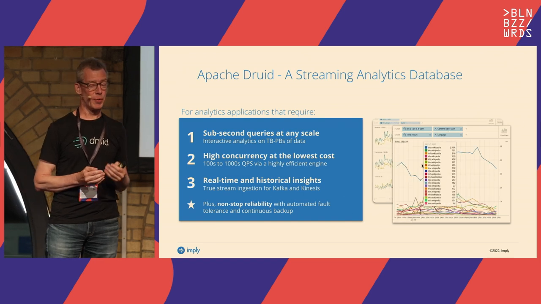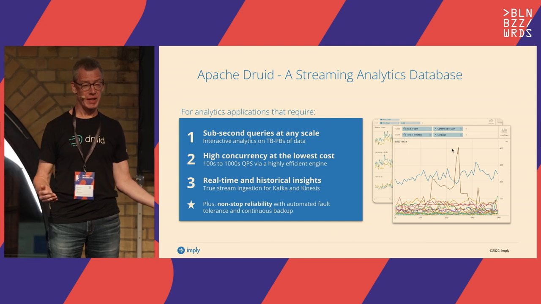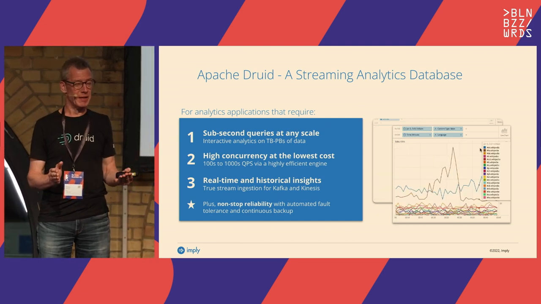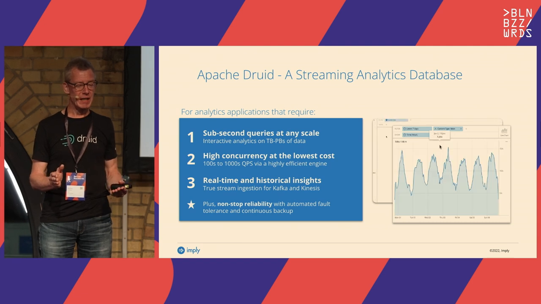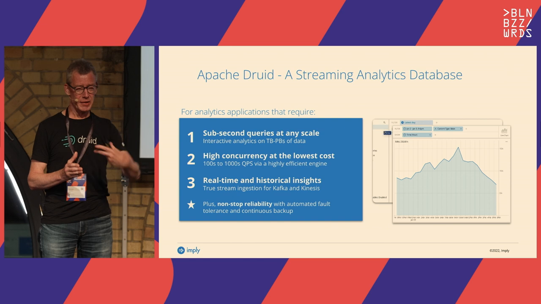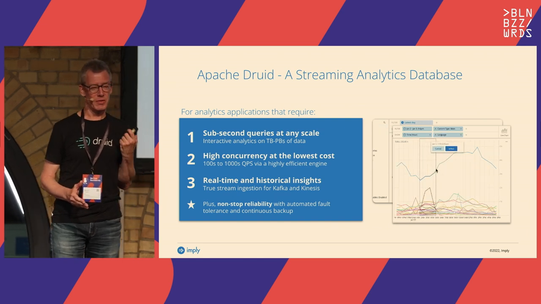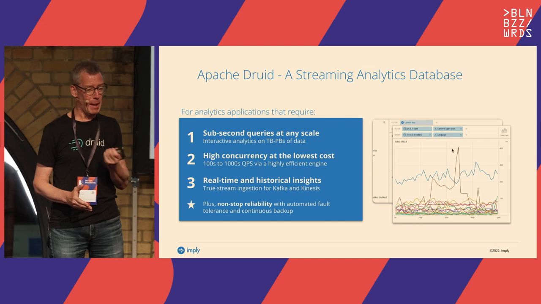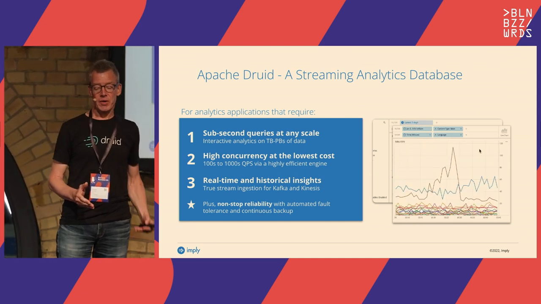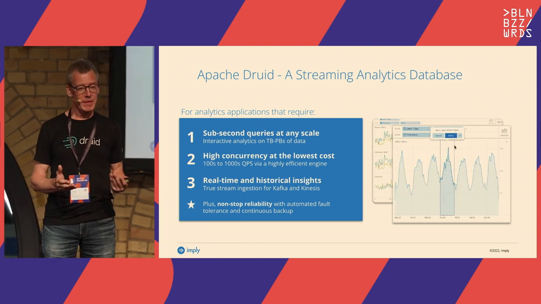You want to support high concurrency. Why is that? It's because you want to democratize analytics. You don't want to just have a small analytics team that is the keeper of the grail. You may want to build an external application where you make analytics available to your own customers. And you want to analyze up-to-date data, but also historical data. And all this, these three points, these make the strengths of Druid.